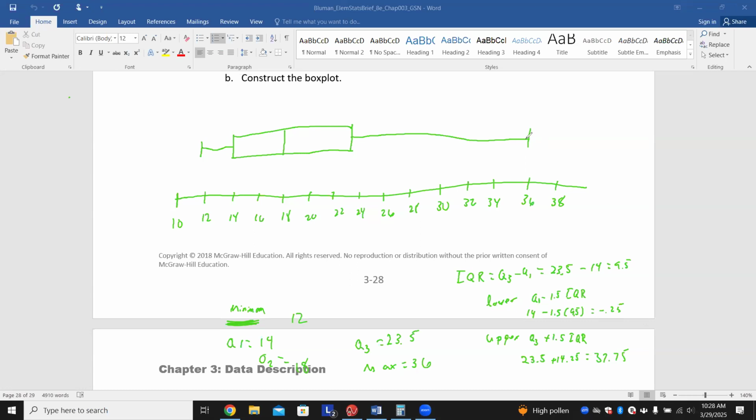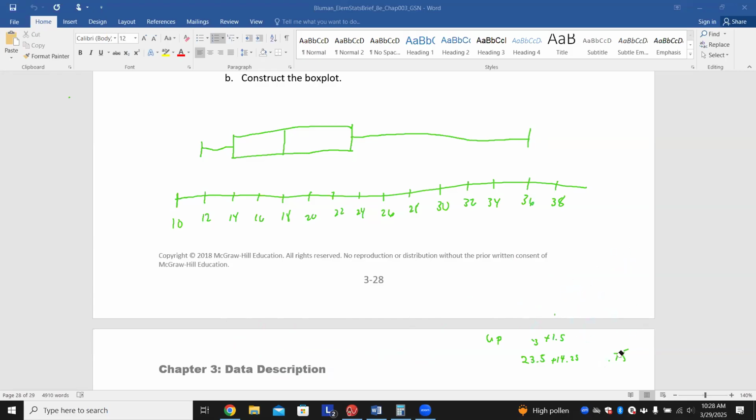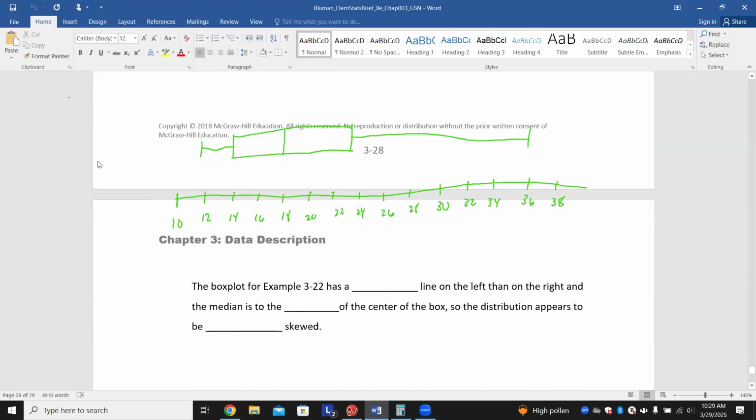Because of that max being pulled so far to the right, I can definitely say this is going to be right skewed, or positively skewed. All right, with that said, I don't want to erase that box plot. I'm going to erase all my work, though. You should have that already, but I want to use the box plot that we have here to answer the following question so that we can analyze it.